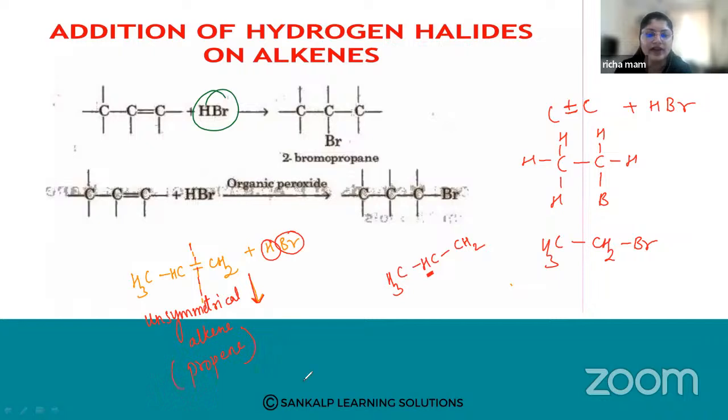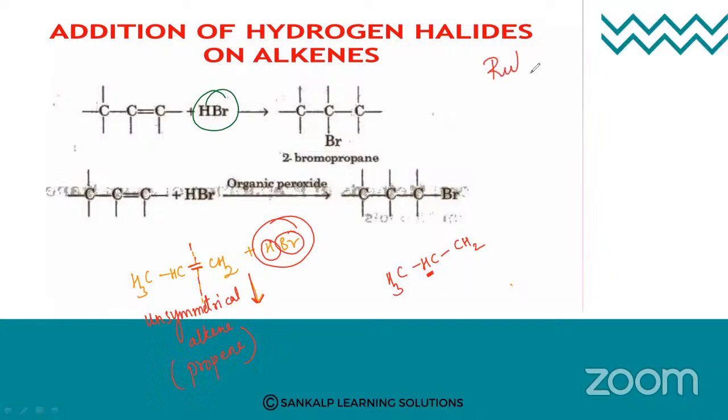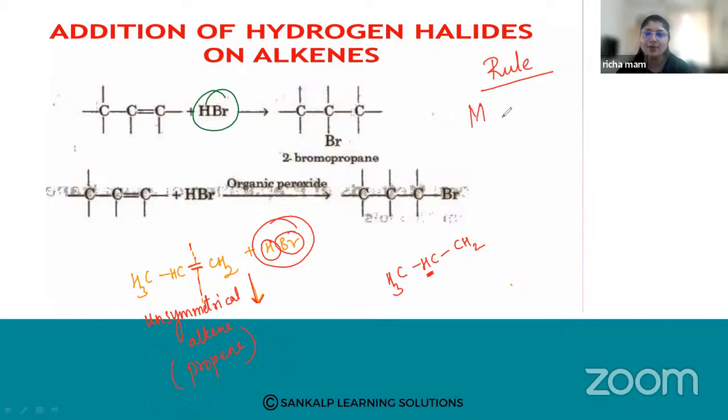Now, if I have an unsymmetrical alkene, then it is very difficult to add this hydrogen bromide across the double bond. So at that time we are going to use one rule, and that rule is called Markovnikov's rule.